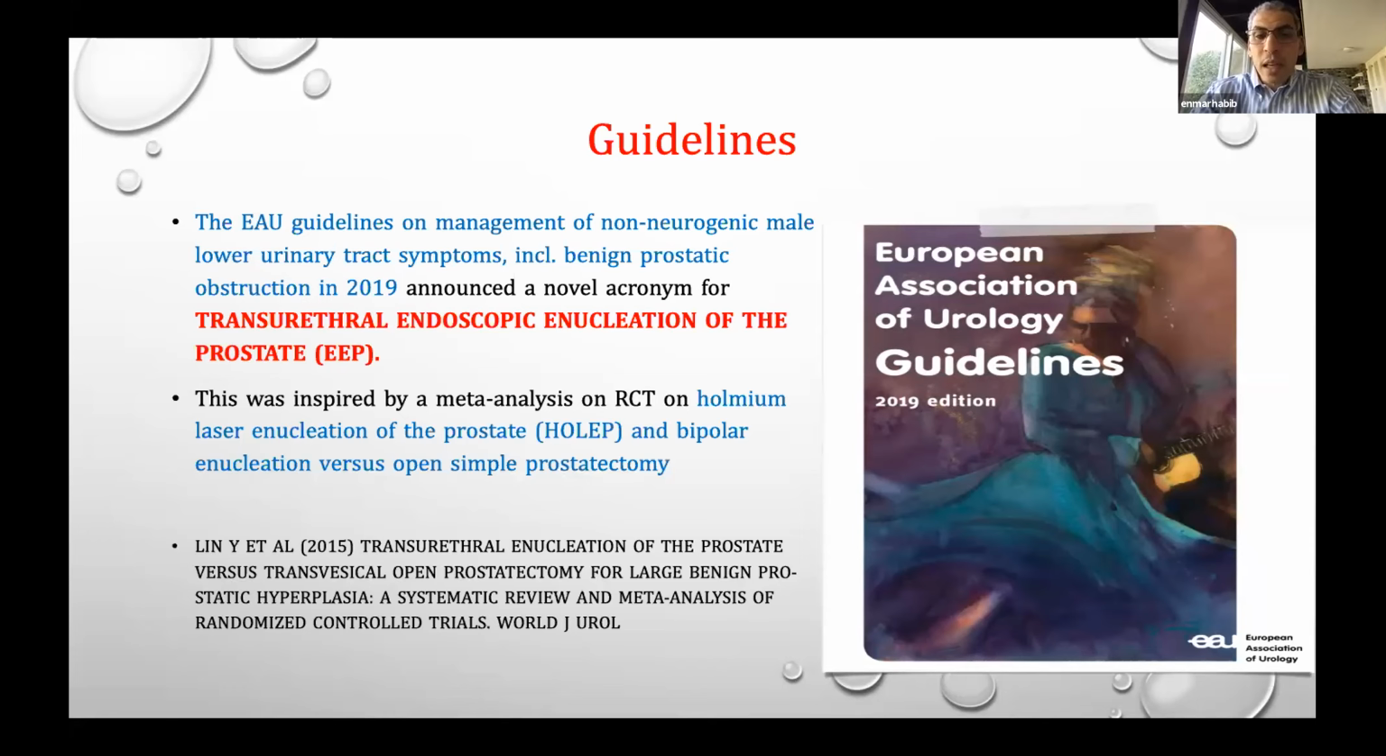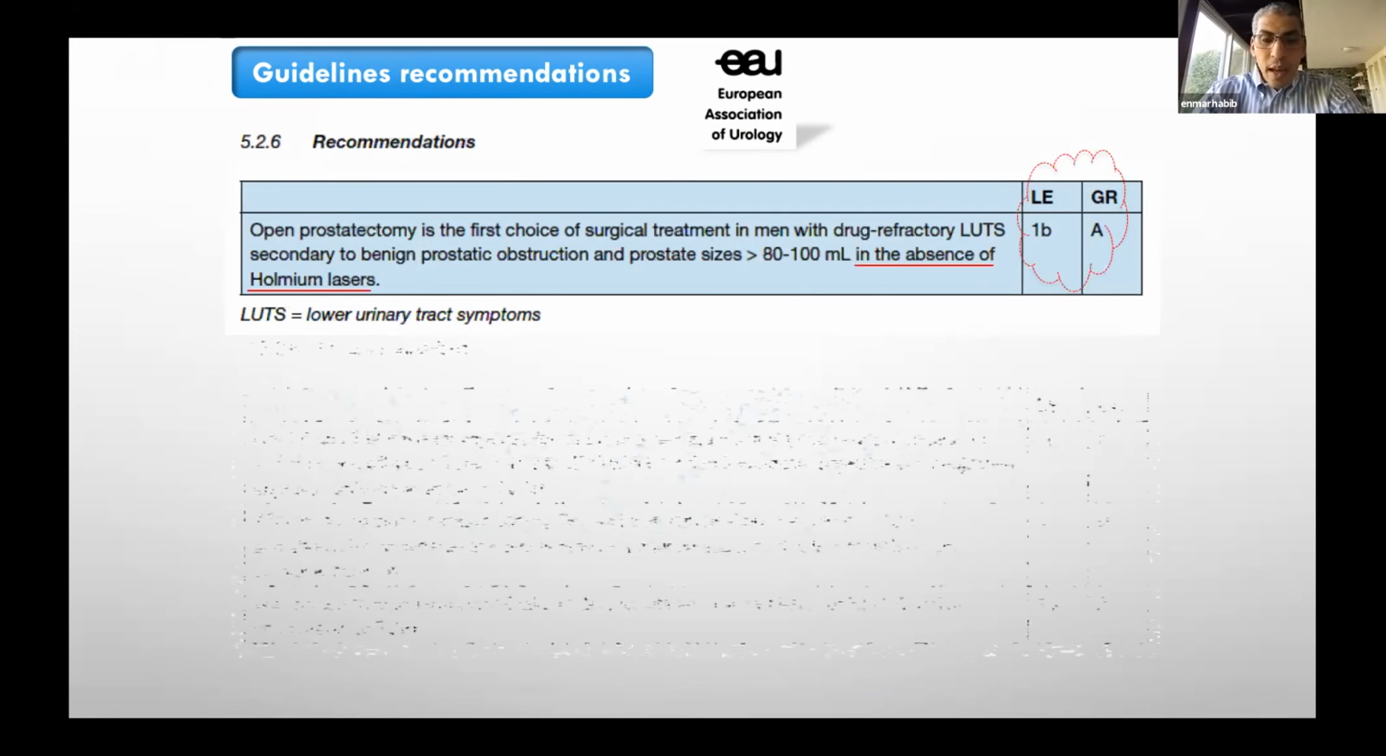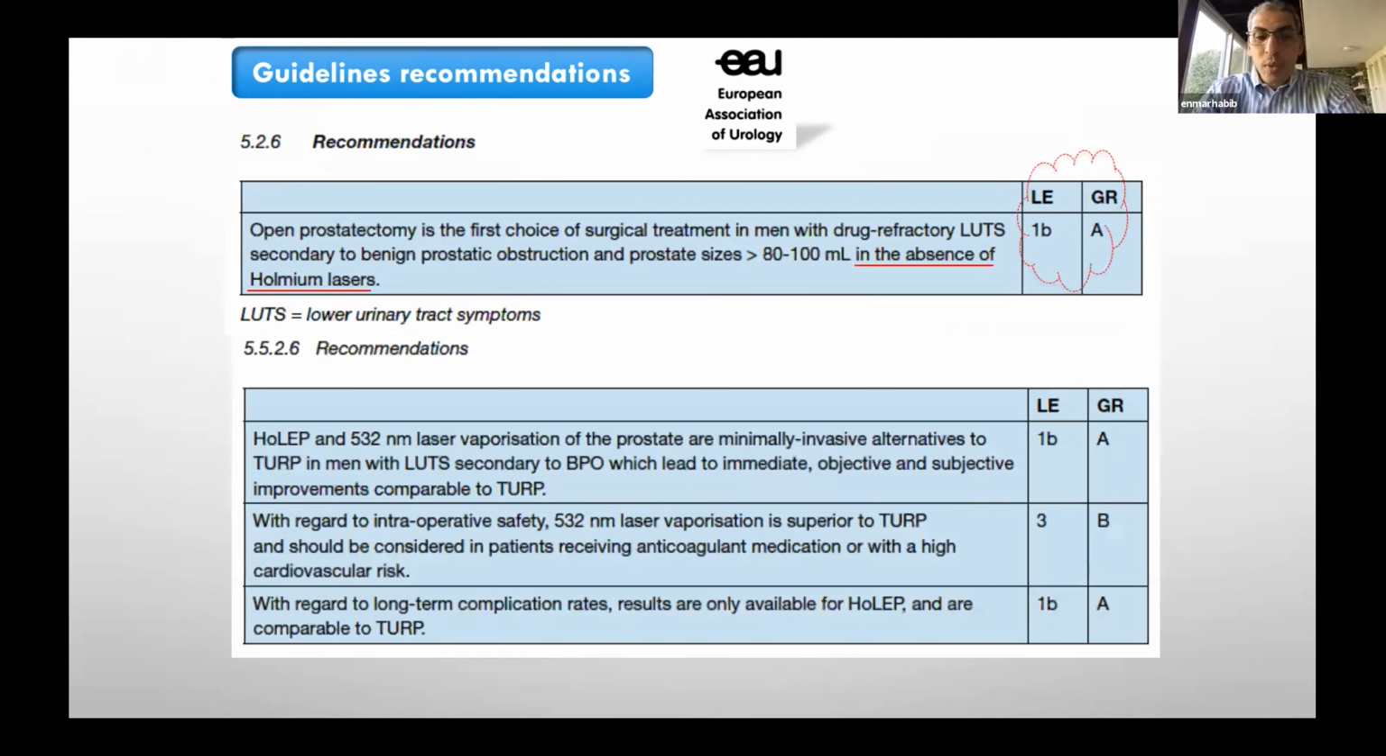And when we review the EAU guidelines in 2019, it developed a new acronym named Transurethral Endoscopic Enucleation of the Prostate. This depends on a meta-analysis of randomized controlled trials of holmium laser enucleation compared to bipolar and open surgery. In the guidelines, open prostatectomy was the first choice of surgical treatment for men with a prostate above 80 grams in the absence of holmium laser. This is a strong recommendation.